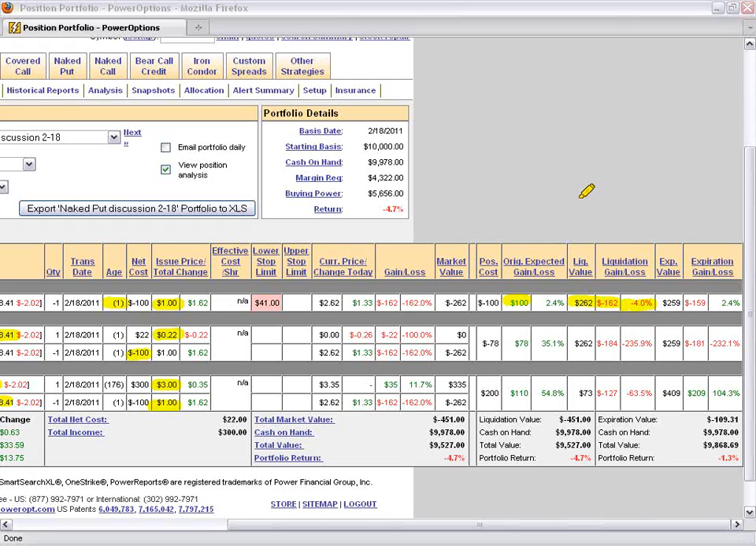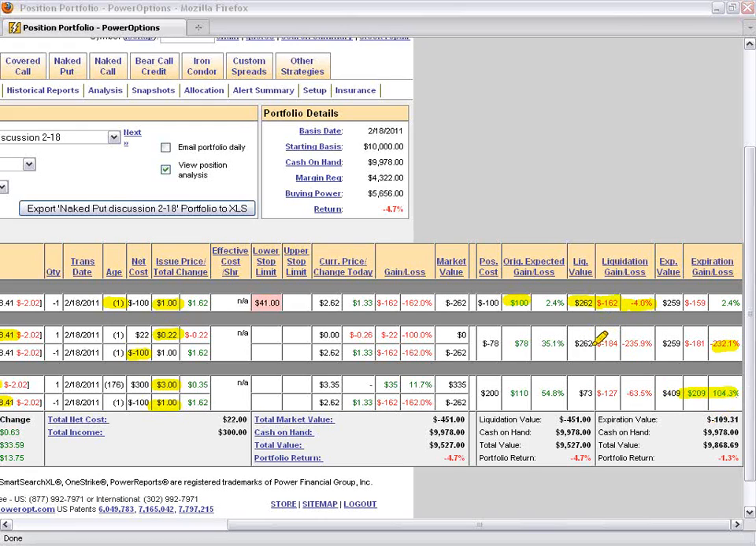Remember, if I sold the 41 put on AIG, most likely I would have put up $41 per share to cover the sell price, or the sale price of my option. So this loss of 162 based on the margin requirement of $41 works out to be only 4%. You might as well assume that the liquidation loss is pretty much close to the expiration gain or loss, except for in the calendar put spread, and we'll talk about that in a moment.